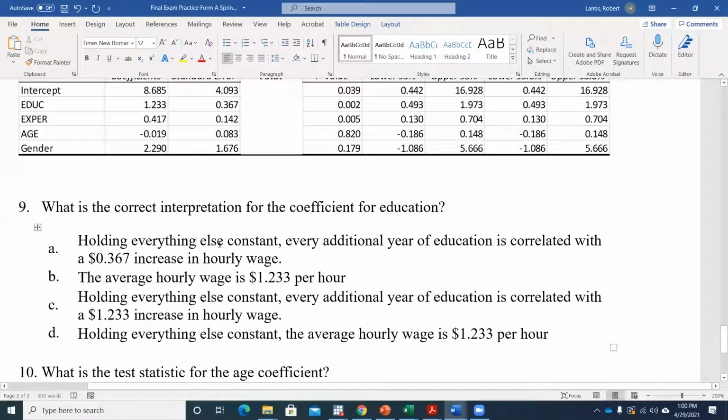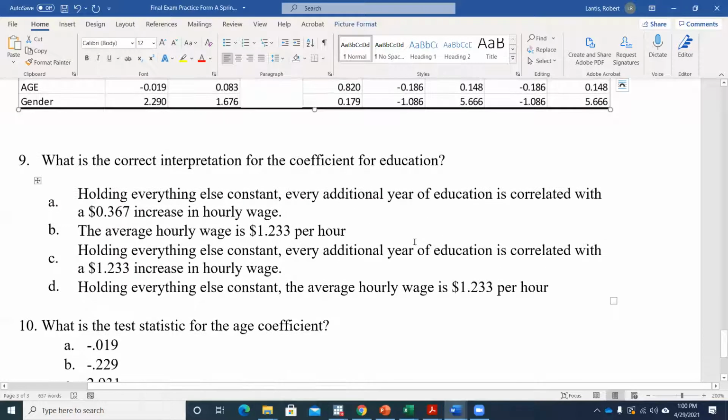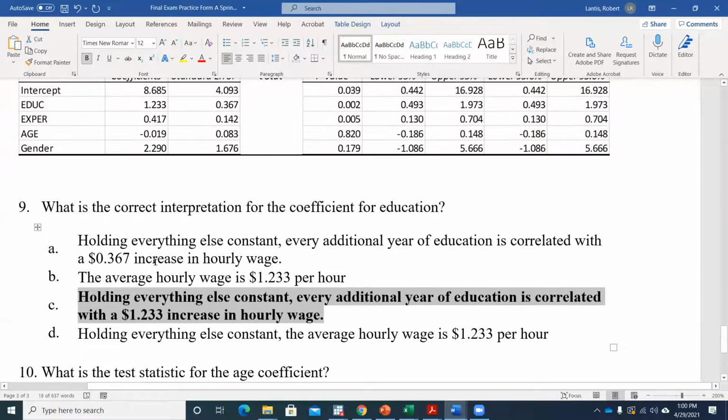So holding everything else constant, every additional year of education, okay, so these two look good. This one doesn't even have holding everything else constant. This one is talking about average wages. So we know it's going to be A or C. And then from there, this one used the incorrect, it was using the standard error. No, we need to use the coefficient estimate. So for every additional year, that's correlated with our Y variable going up by $1.233. Okay, so this would be our interpretation of the education variable.